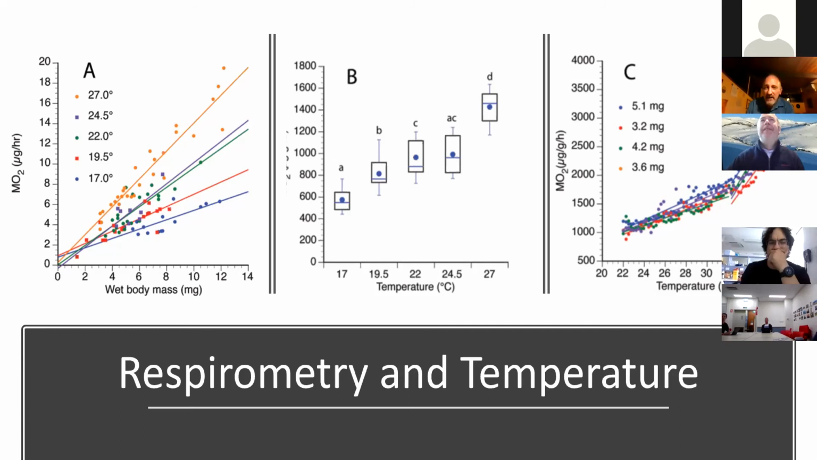Sorry that the axis is cut off on B here, but this is the metabolic rate in terms of micrograms per gram of body weight per hour. And then this panel C is respirometry in some of these animals.